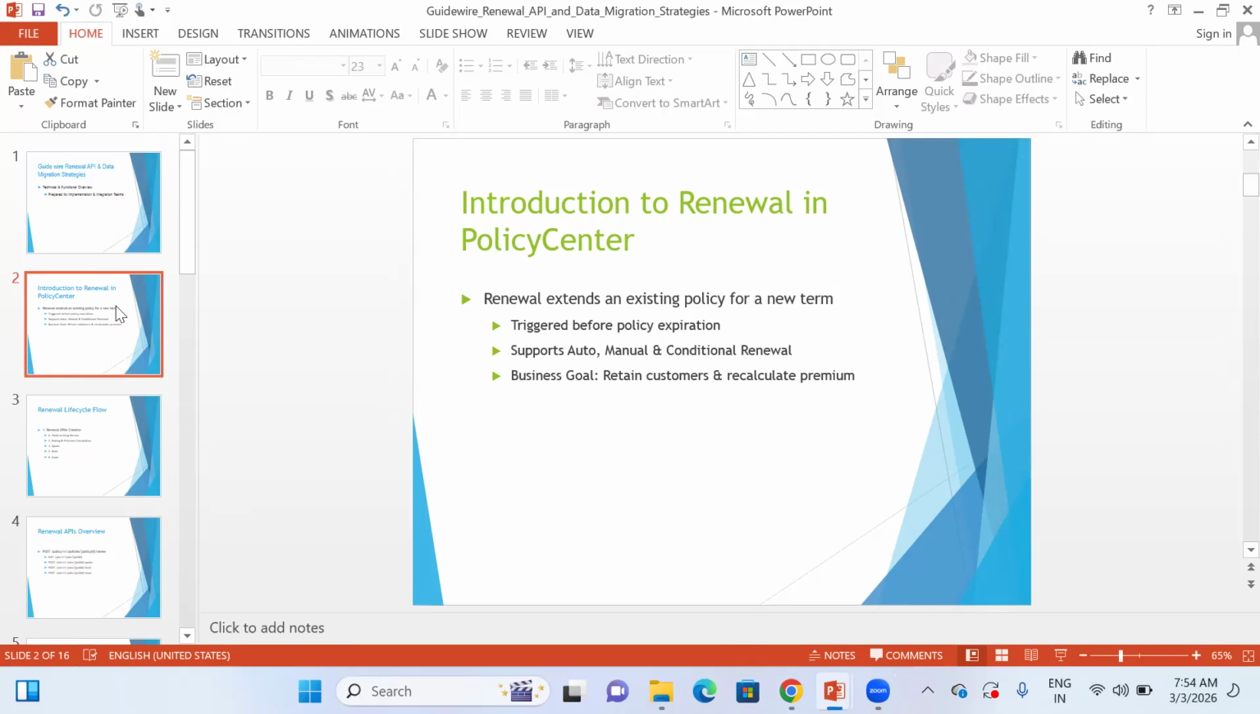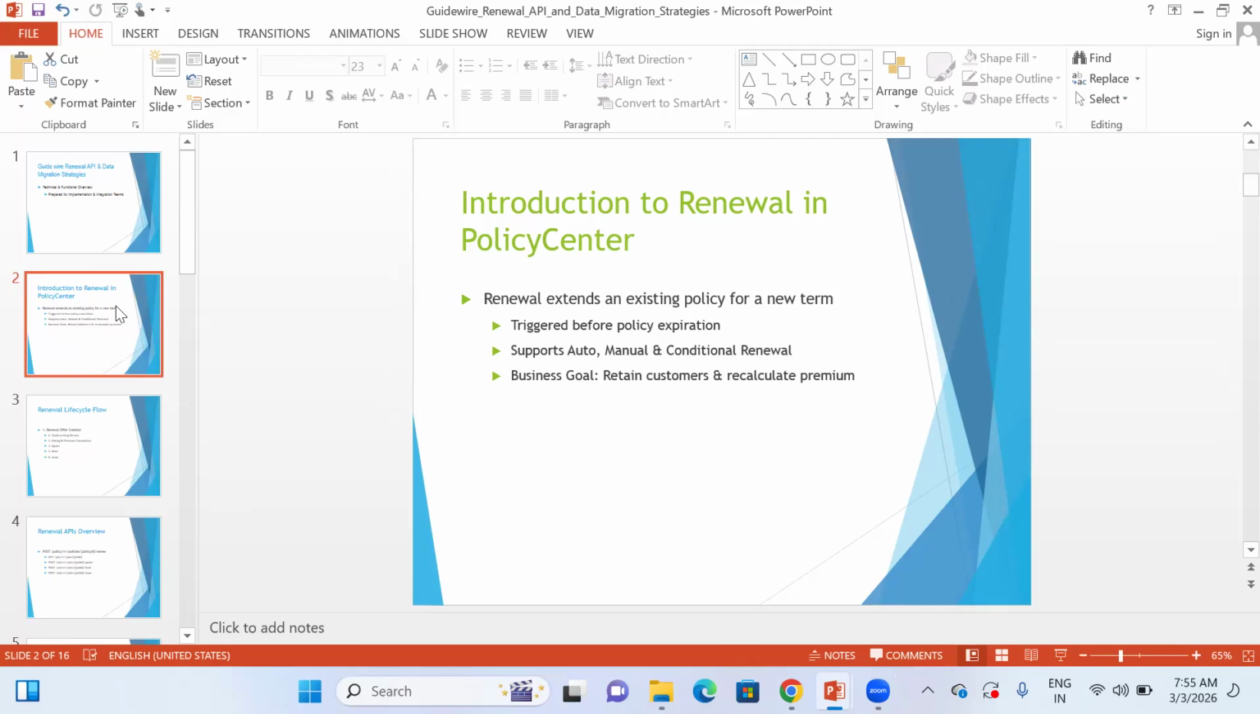Renewals can happen for existing policies for any kind of new term, for the next 1 year or 2 years or so. This is generally triggered before the policy is going to expire, because as we are creating batch processing, when a renewal date is coming up, the system automatically will identify it and notify the team so that we trigger this before policy expiration. At the same time, it also supports auto renewals. It also supports manual as well as conditional renewals, because there are clauses where conditional renewals will also be there.